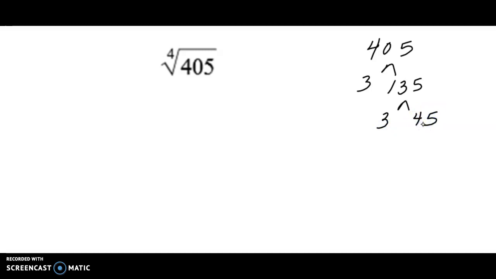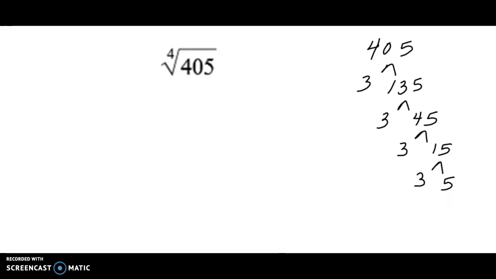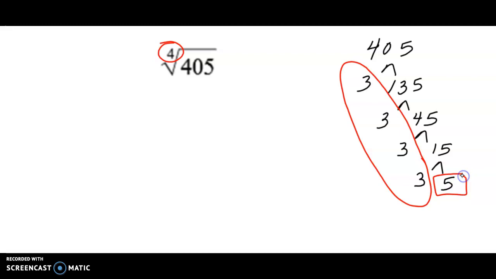45 divided by 3. You're going to keep going until you can't divide by 3 anymore. 15 is divisible by 3. 3 and 5. Okay, so remember in the last problem, you want to look at your index before you start circling numbers over here because this will tell you how many to group together at once. I'm looking for a 4th root. So I'm going to go over to my factor tree and I'm going to look for 4 numbers that match. So I have 4 3s and then I have this 5.